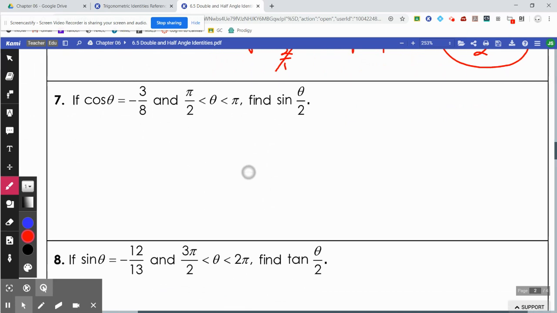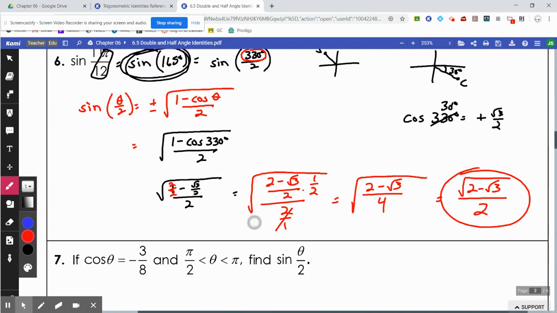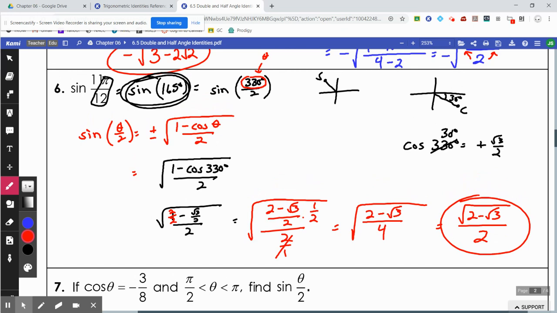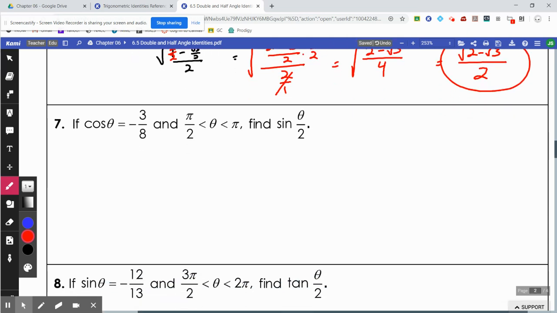Okay, the next one. Number 7, a little bit different. They don't tell you on up here, they've been telling you the angles. What is the sine of this angle? What is the cosine of this angle? They gave you the angle. Here they don't. They say the cosine of some angle is equal to negative 3/8. Find the sine of half of that angle.